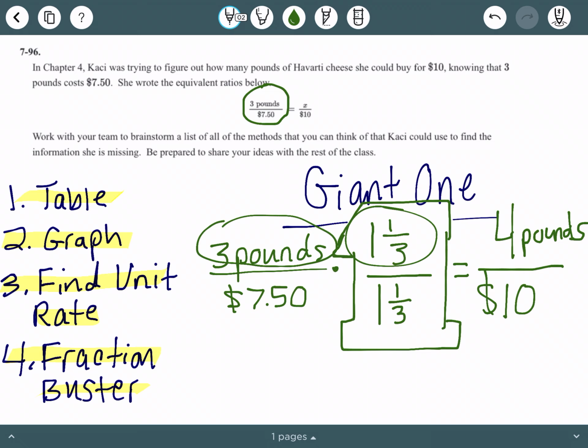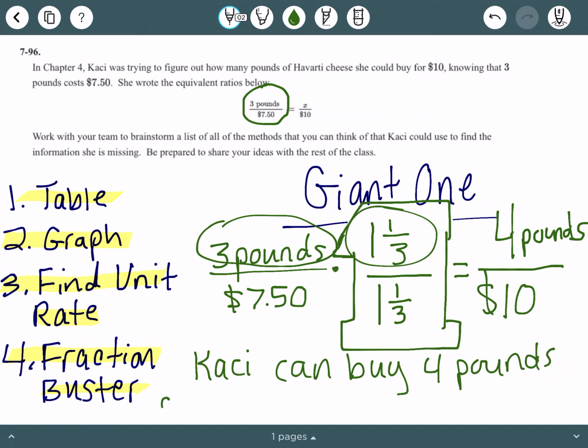What we do want to say is, we could say something like, Casey can buy 4 pounds of cheese for $10. All right, and that is all for 796.